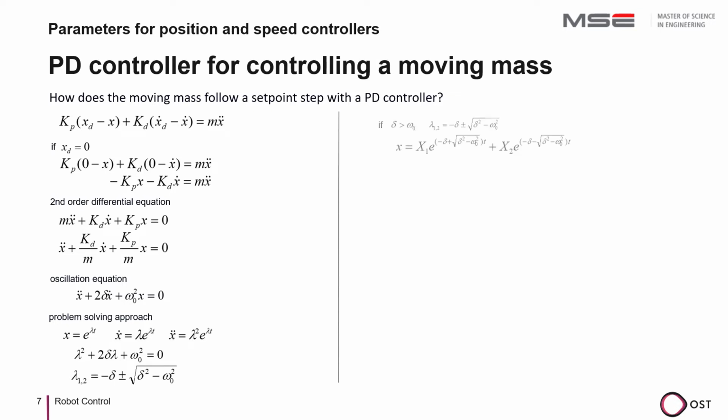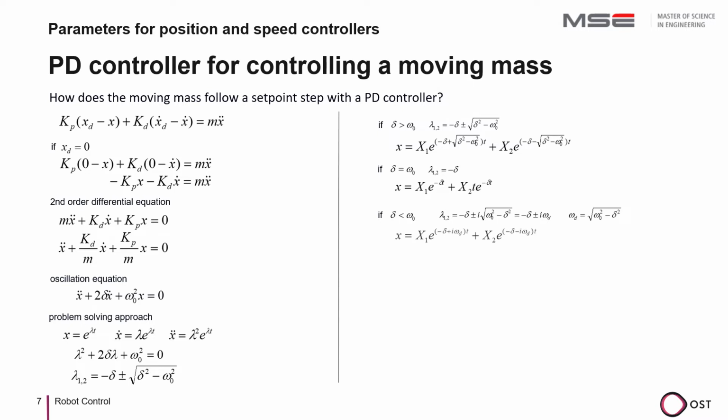If delta is greater than omega, I get two real solutions which I combine with two freely selectable integration constants to one solution. The solutions are two overlapping decaying exponential functions. If delta and omega are equal, I get the solution for the critical case. However, this is only academically interesting because it hardly ever happens in reality that delta and omega are exactly equal. On the other hand, it is interesting when delta is smaller than omega.